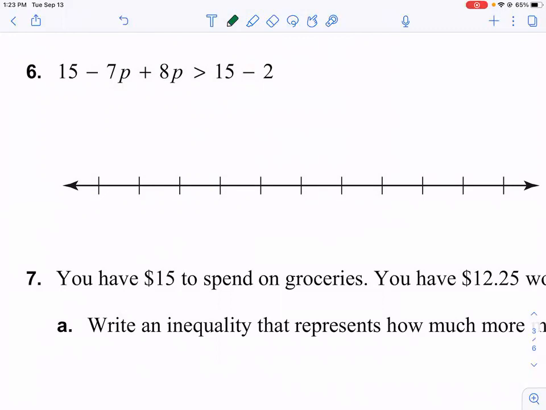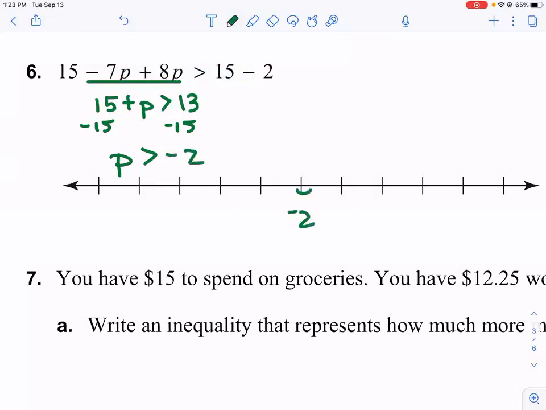First you should combine like terms of -7p plus 8p. Okay, -7p plus 8p would give us p is greater than 15 minus 2, which is 13. So let's take a moment and combine like terms. Okay, now we can solve by doing what? Subtract 15 from both sides to get p is greater than, everybody? That was not everybody. -2. Okay, thanks. You guys are ornery today.